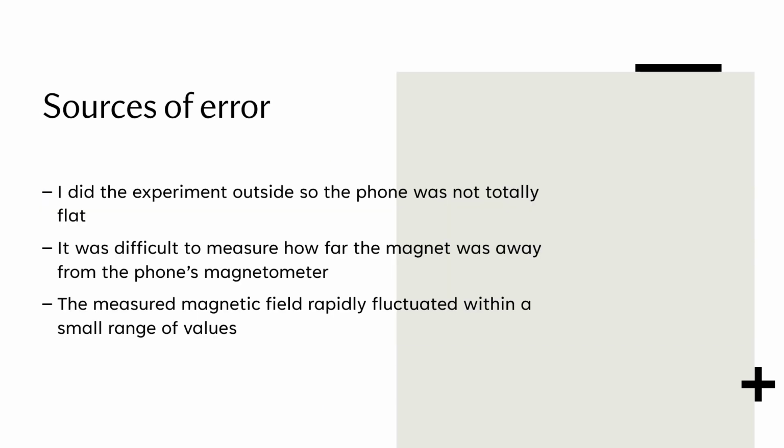So, some sources of error. I did the experiment outside, and so I didn't do it on a table or anything. I just did it on the asphalt, so the phone was not totally flat. It was difficult to measure how far away the magnet was from the phone's magnetometer because I had to hold the ruler in one hand and the magnet in the other hand, and my hand might have moved a little bit. The measured magnetic field rapidly fluctuated within a small range of values, so I got pretty close, but I don't think any of my values were exact.